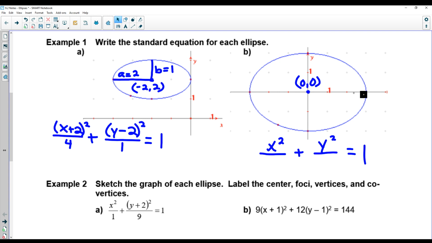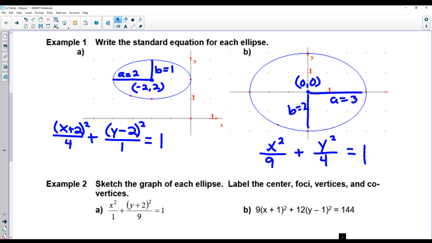All right, this one is also stretched horizontally. A is just going to be 3, and B is just going to be 2. And since it is stretched horizontally, the A value is going to go underneath of x. Remember, it's A squared that goes in the equation, so it'd be 9. And it's B squared that goes underneath of y, so it would be 4. There's that equation. All right, let's move on here.